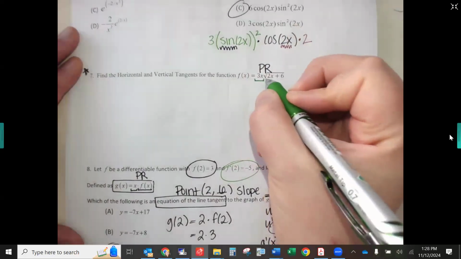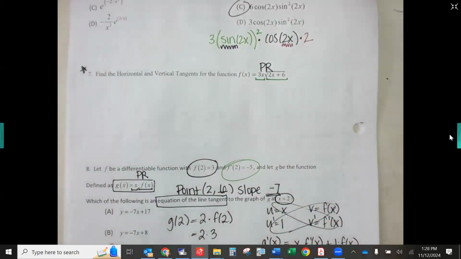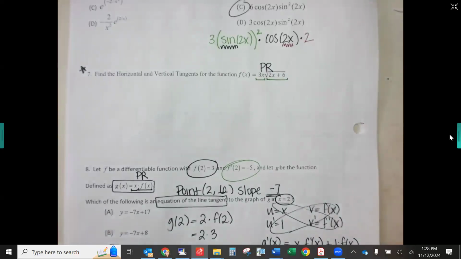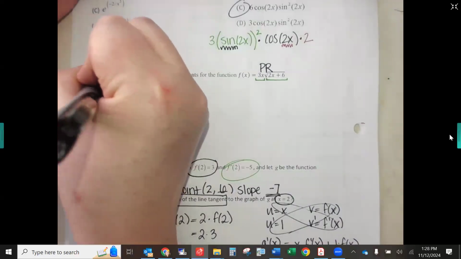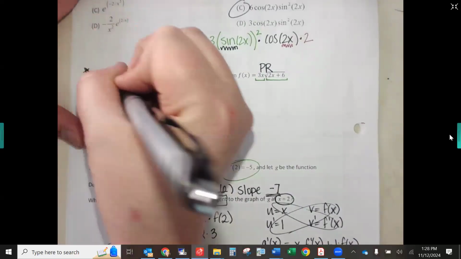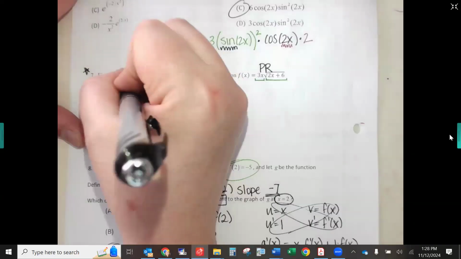This is the first part. This is the second part. Also, if you write big, try to write small. So my U is going to be a 3x, and my V is going to be a 2x plus 6 square rooted.